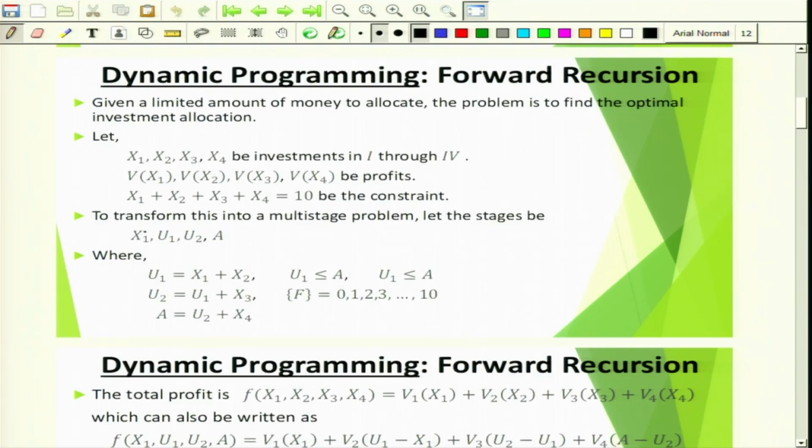Where u1 is nothing but x1 plus x2, investment in venture x1 and investment in venture x2, and the condition is u1 should be less than or equal to a, the ultimate destination, that means the total investment, right? Obviously investment of 1 and 2 will be less than investment of 1 plus 2 plus 3 plus 4, right? And then u2 is the next stage, that includes the investment at the previous stage, which is x1 plus x2, plus investment at the third stage, which is x3. So u1 plus x3 will give you u2, and ultimately a is nothing but u2 plus x4, right?